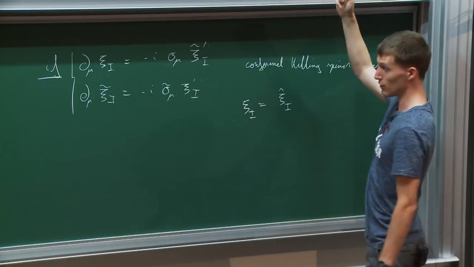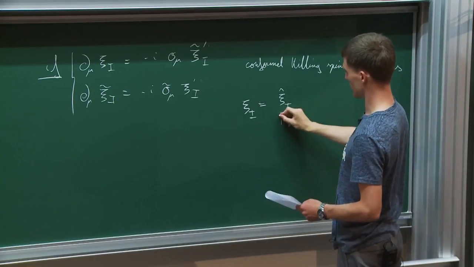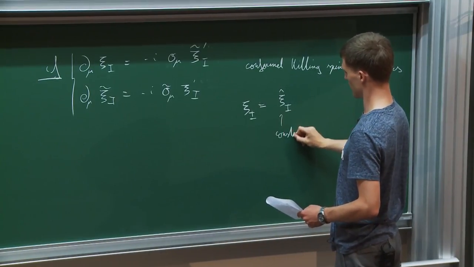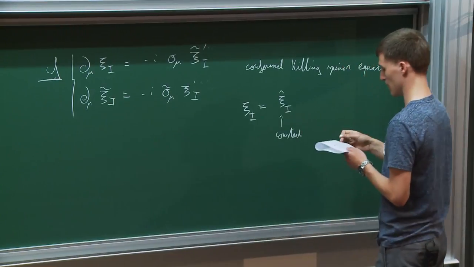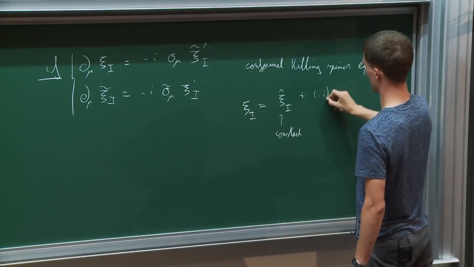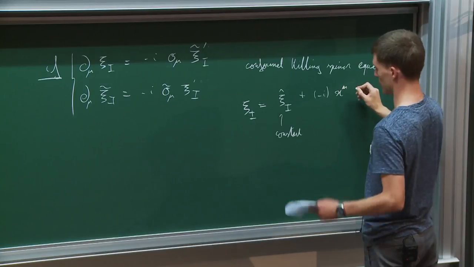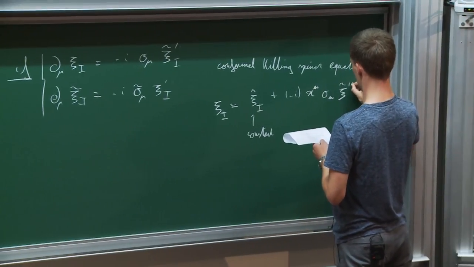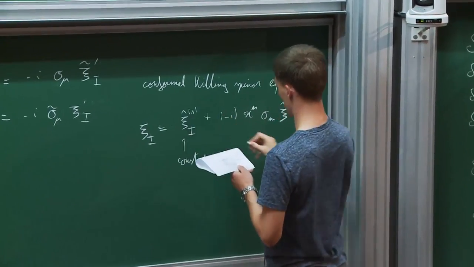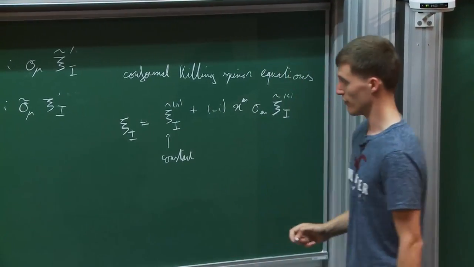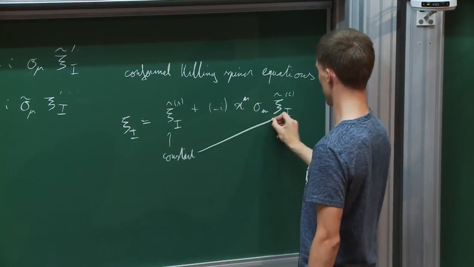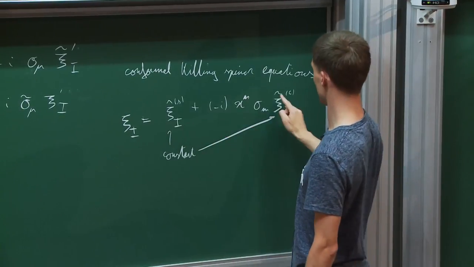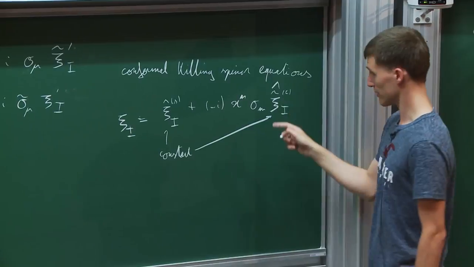Of course, we didn't lose the constant solution. So this is some constant plus a manifestly position-dependent piece. So we find a solution like this, where both ξ hat and ξ tilde hat are constants.